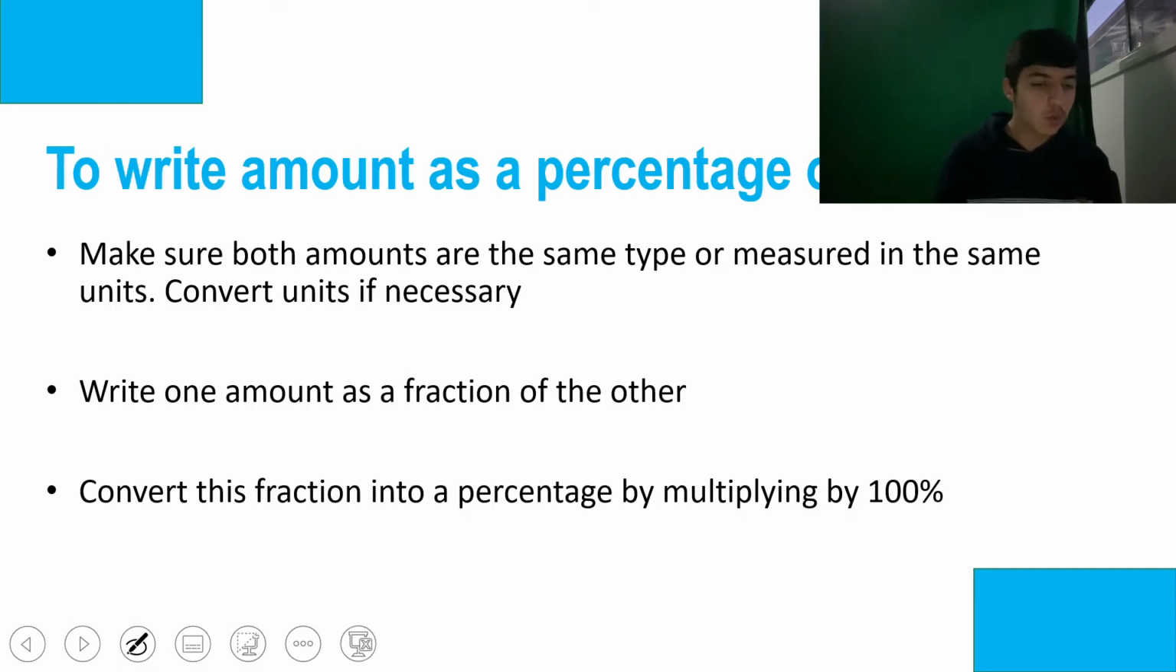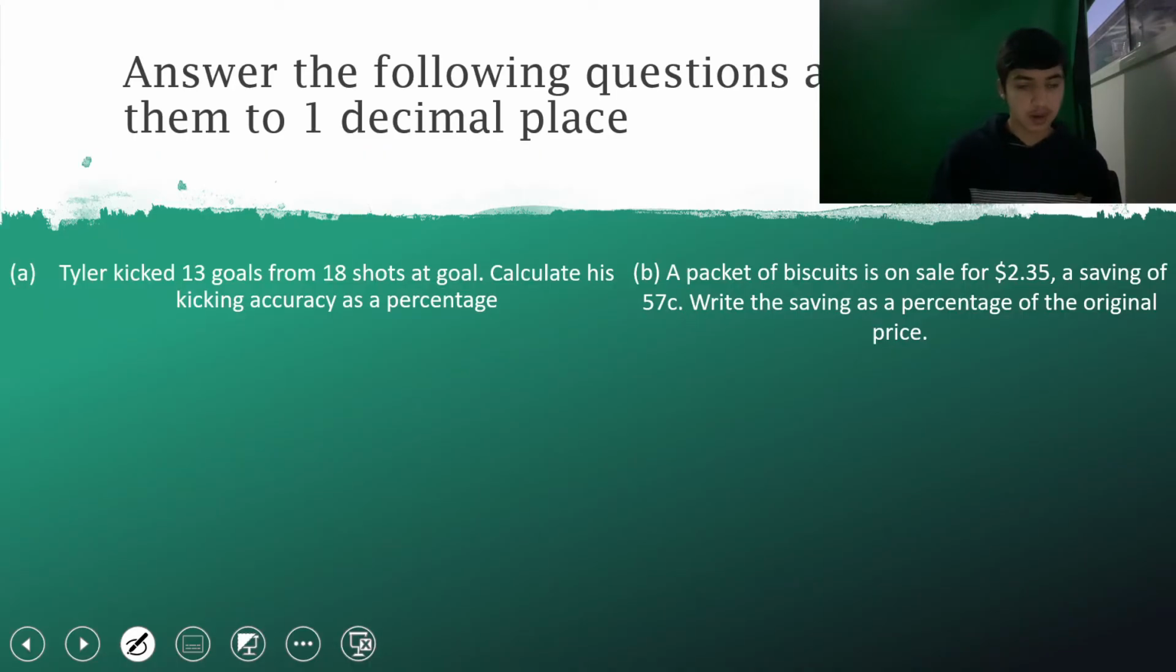And the second one, write one amount as a fraction of the other. So yeah, that's pretty simple. Write one amount as a fraction of the other. That's an easy point you need to know. And the other one, convert this fraction into a percentage by multiplying by 100. So if it is a fraction, you have to multiply by 100. That's the main way for finding the percentage.